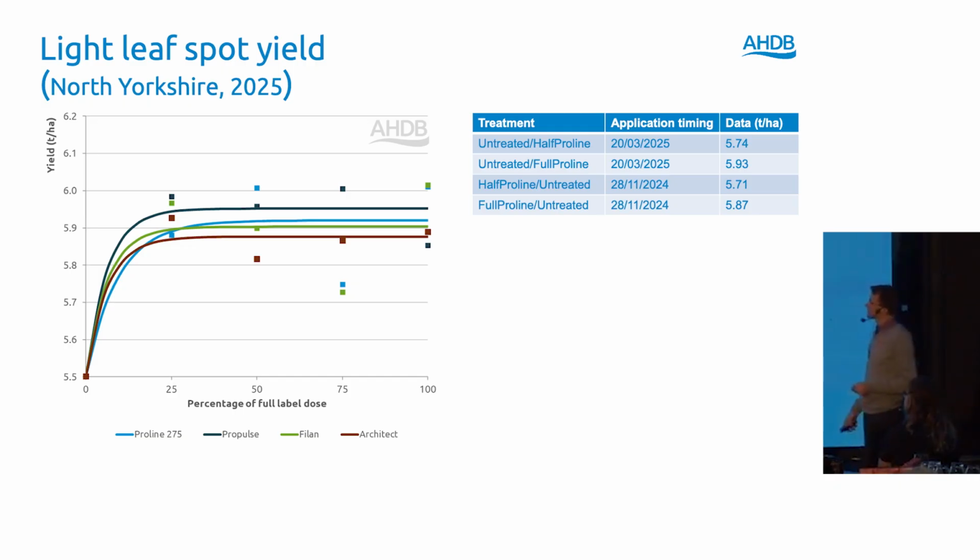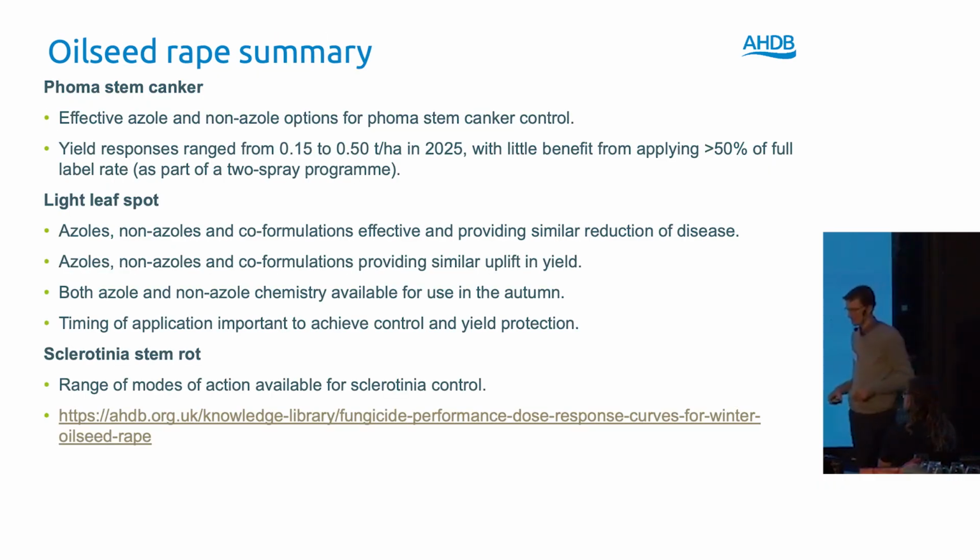Perfect. So just to summarise on oilseed rape, so 5% canker, yep, so we've got effective azoles, non-azoles options. Yield responses for this season, so part of 2 spray programs on septal varieties, we effectively saw 0.15 to 0.5 tonnes per hectare, and very much seeing that maximum efficacy at that 50% dose rate.